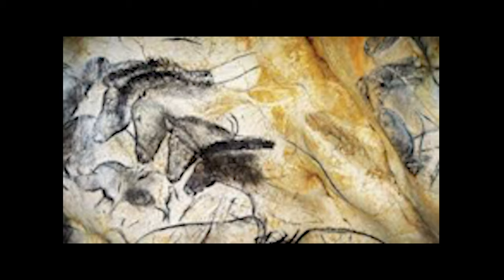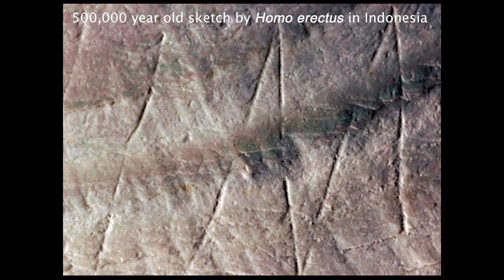We find evidence for it going back around 500,000 years in some locations. This was a freshwater clam that was etched by an extinct species of human, Homo erectus, 500,000 years ago. It was a zigzag carved with a sharp object.